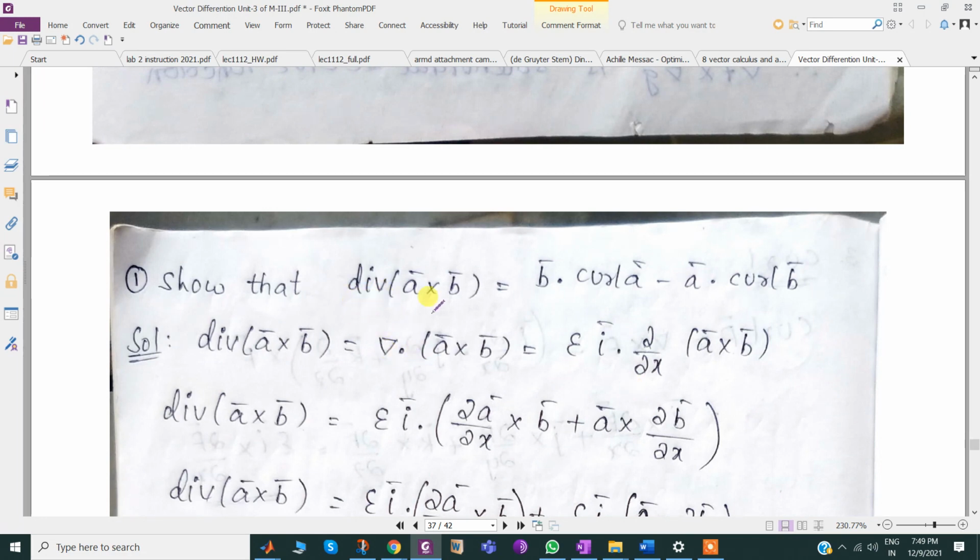And div a bar cross b bar equal to, div means del dot. Del dot a bar cross b bar equals to, because a bar cross b bar is a vector. Since cross product is vector, del also vector, a bar cross b bar also vector. So this product is defined. Then del dot a bar cross b bar.